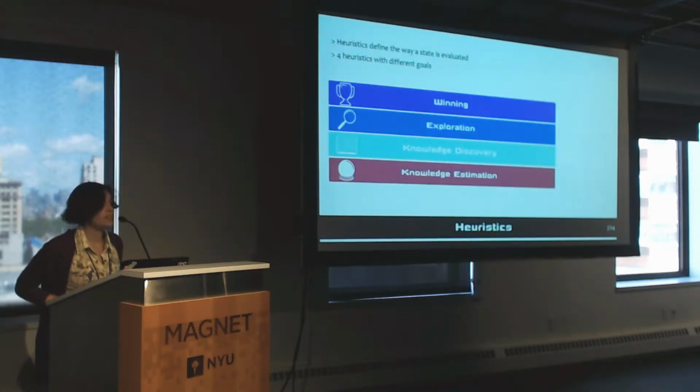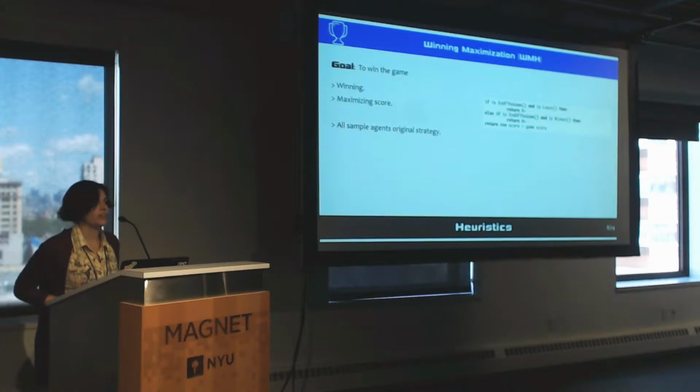The 4 heuristics we developed were winning, exploration, knowledge discovery, and knowledge estimation. I'm going to go through each of them and the rankings and everything. Winning is the basic one, and it is the one that most of the agents in the framework follow, and it's very simple. The agents just focus on winning, and if it's not possible to win, they maximize the score.